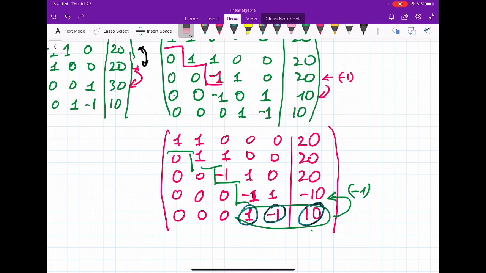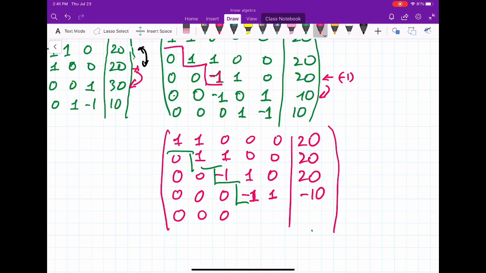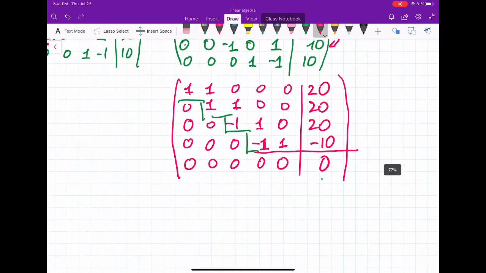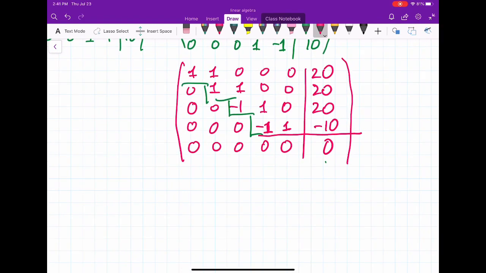Let me skip that step. I hope you can catch that, right? I will just erase this, erase this, erase this. I replace this guy by 0, 0, 0. That's it. This is the row echelon form. So you see that the system has infinitely many solutions. Why?